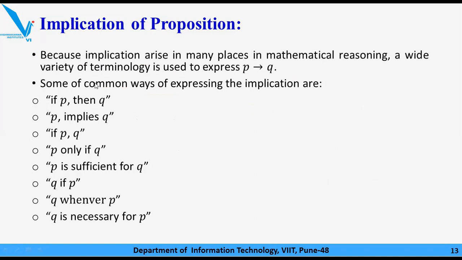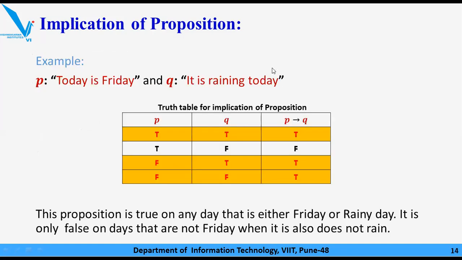There are many ways to express this implication. A few common ways are noted down here: if P then Q, P implies Q, if P, Q, P only if Q, P is sufficient for Q, Q if P, Q whenever P, Q is necessary for P. So these are some common ways to express P implies Q.